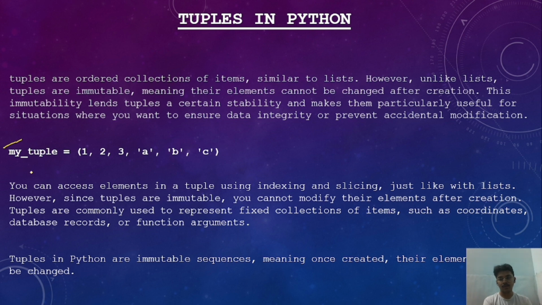So an example for a tuple is my_tuple equals 1, 2 and 3, A, B, C. It is enclosed by parentheses. You can access elements in a tuple using indexing and slicing, just like the list. However, since tuples are immutable, you cannot modify the elements after creation. Tuples are commonly used to represent fixed collections of items such as coordinates, database records, or function arguments. Tuples in Python are immutable sequences, meaning once they are created, the values cannot be changed.